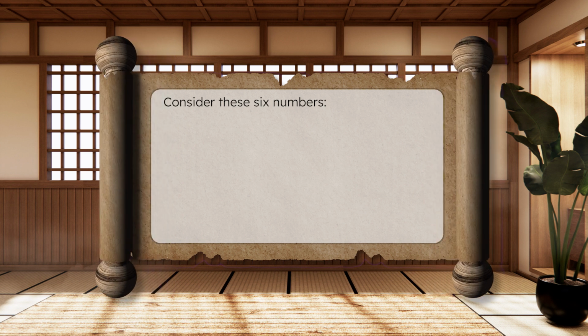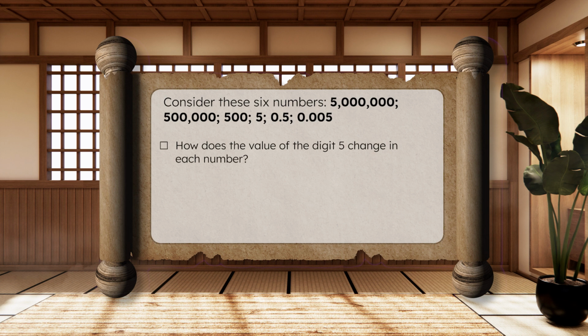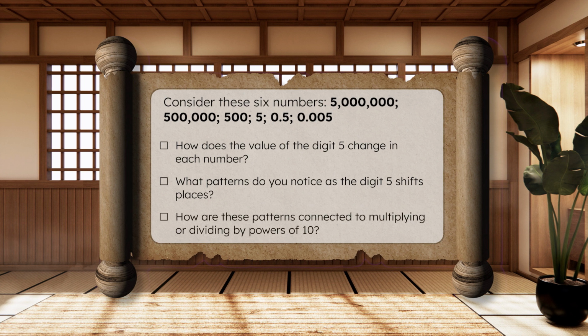Consider these 6 numbers: 5,000,000, 500,000, 500, 5, 5/10, and 5/1000. How does the value of the digit 5 change in each number? What patterns do you notice as the digit 5 shifts places? How are these patterns connected to multiplying or dividing by powers of 10? Pause here to complete the challenge in your guided notes. Use everything you've learned today to show your mastery.